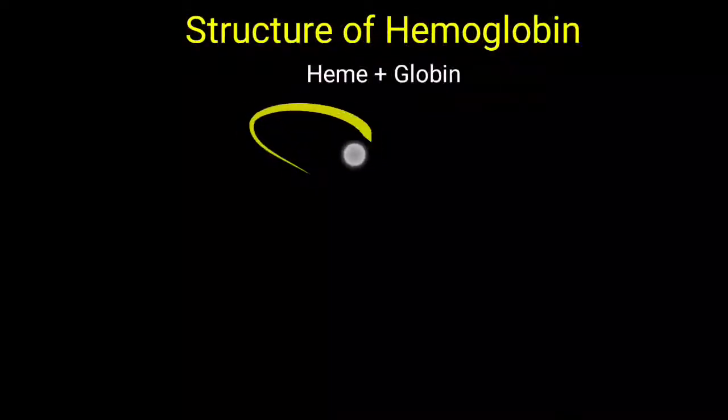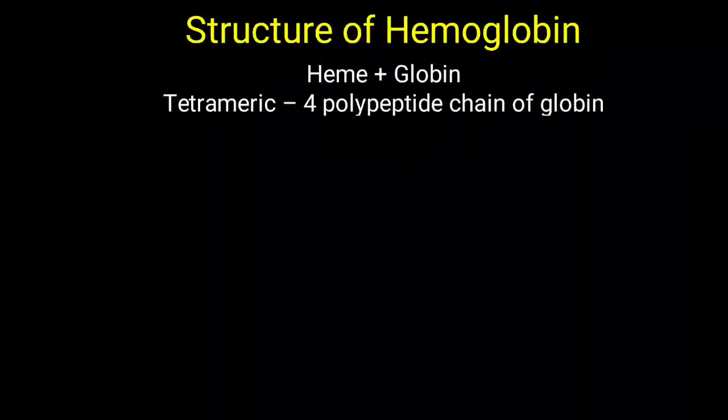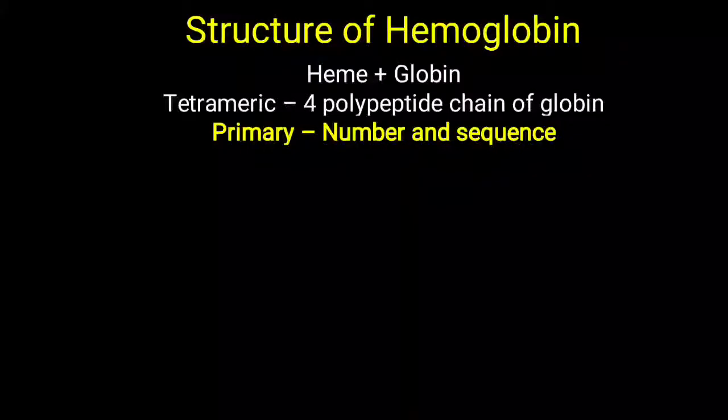Hemoglobin contains two parts, the heme part and the globin part. The globin part is the protein part, while heme is the non-protein part. A total of 4 globin chains are there, so it is called tetrameric in nature. So 4 polypeptide chains of globin are there. One by one, we will look at the primary, secondary, tertiary and quaternary structure of hemoglobin.